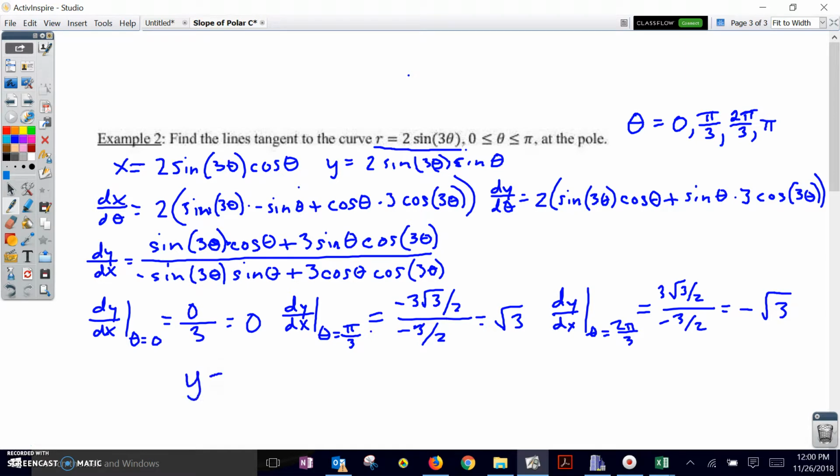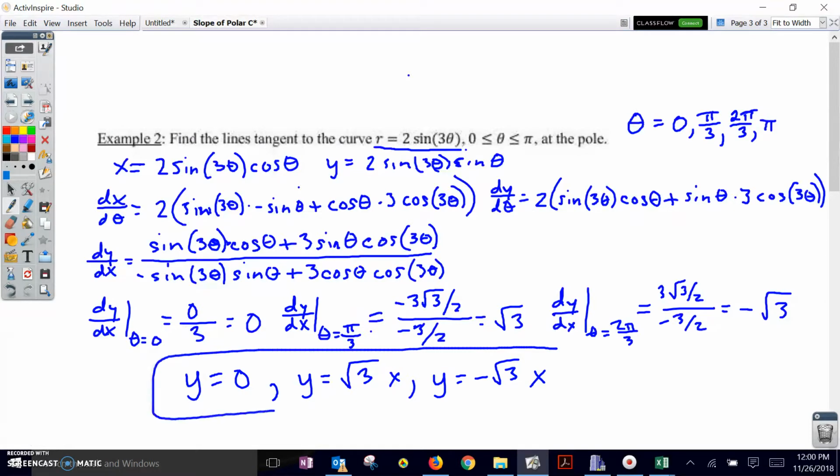We have the line y equals 0. We have the line y equals square root of 3 times x. And we have the line y equals negative square root of 3 times x. And so those are all the lines that are tangent to the curve at the pole.